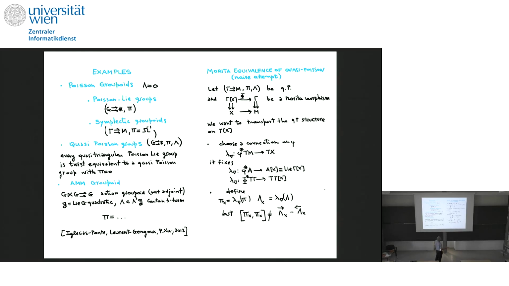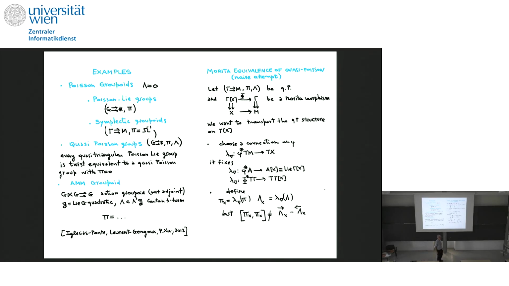So there is a first naive attempt, which is this one. You choose a connection. So phi, it's not written here, is the map between X and M, which stays on the basis, a surjective submersion. You choose a connection on phi, a linear map from phi star of TM to TX, which is a right inverse of the tangent map of phi, okay?